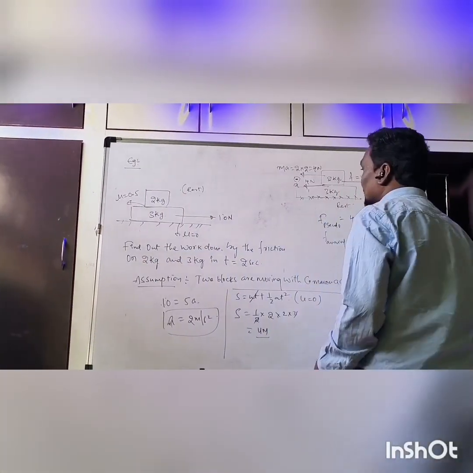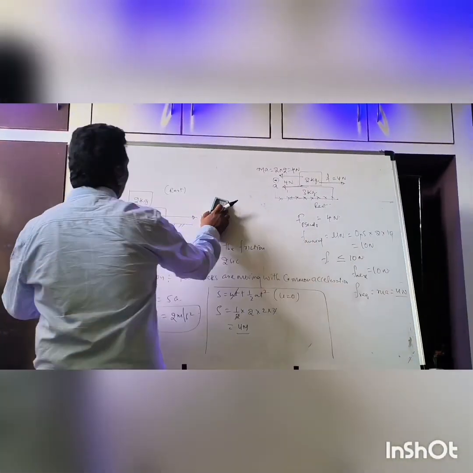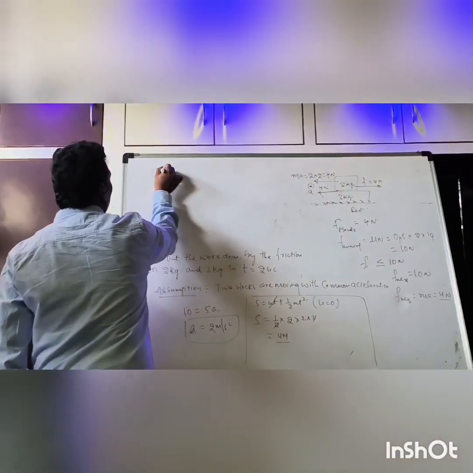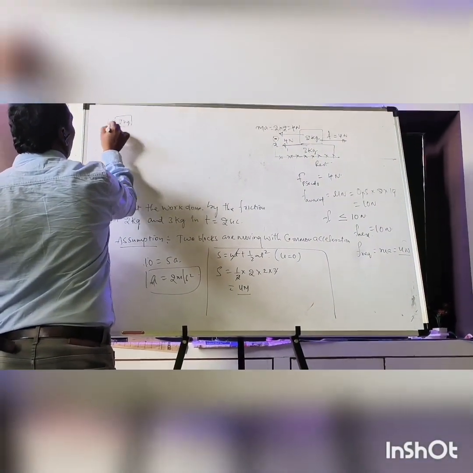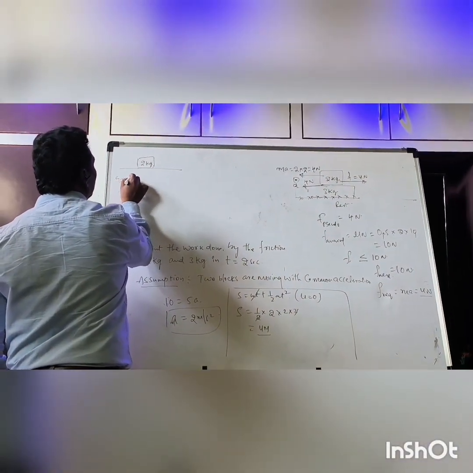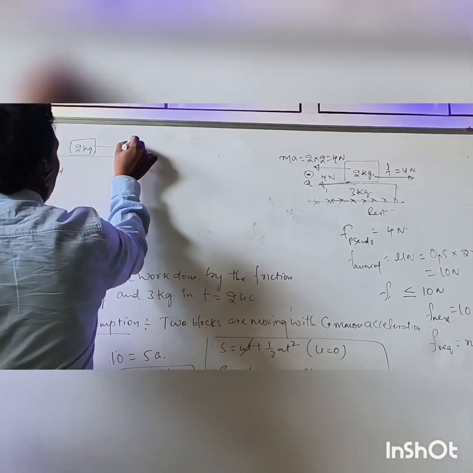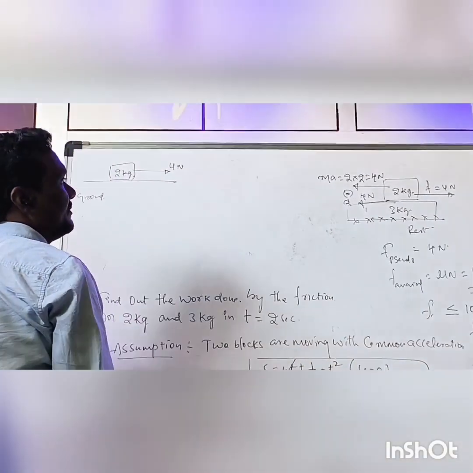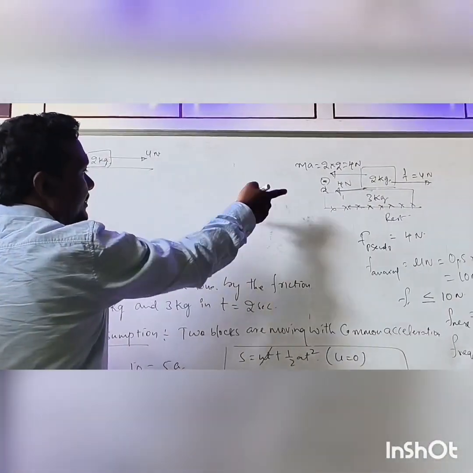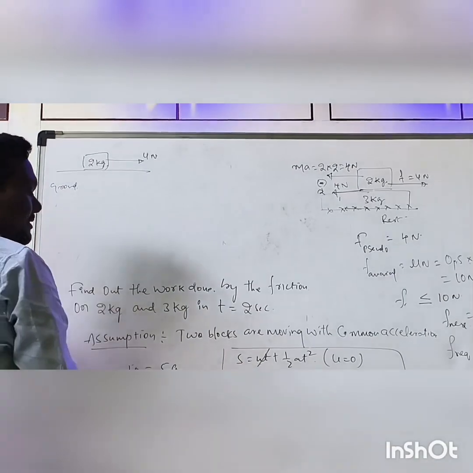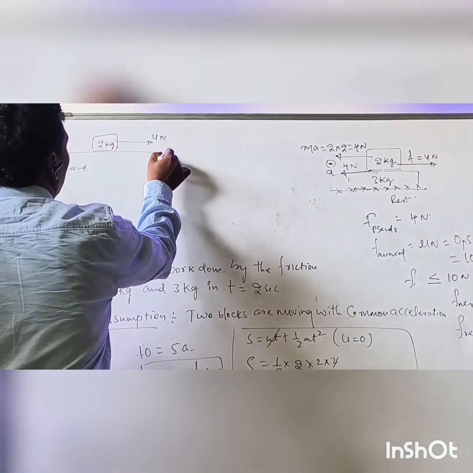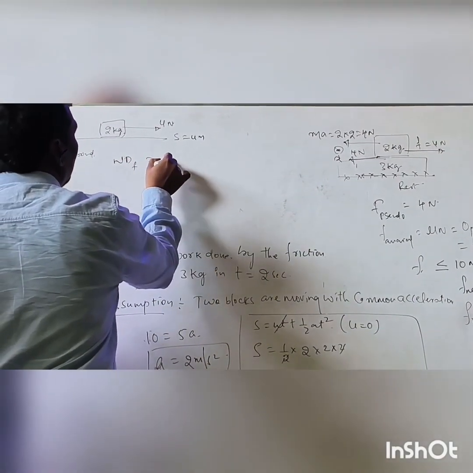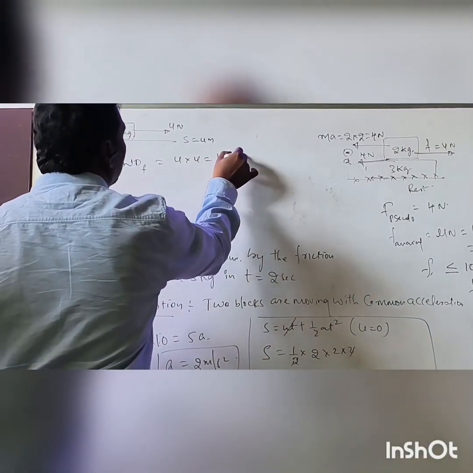To find the work done by the friction, see here, I am taking the work done by the friction on the 2 kg block. Let us say this is the 2 kg block, and when I am observing from the ground frame, 4 Newton is acting in this direction, and 4 Newton of friction is acting in this direction. There is no pseudo force from the ground frame, because pseudo force only comes in a non-inertial frame of reference. The displacement is equal to 4 meters. Now the work done by the friction is 4 into 4, which is equal to 16 joule.